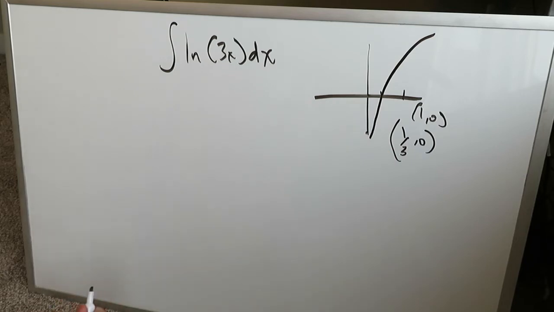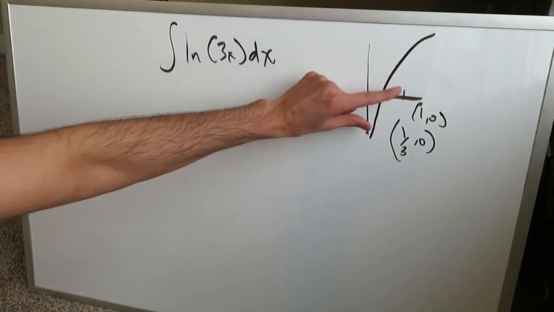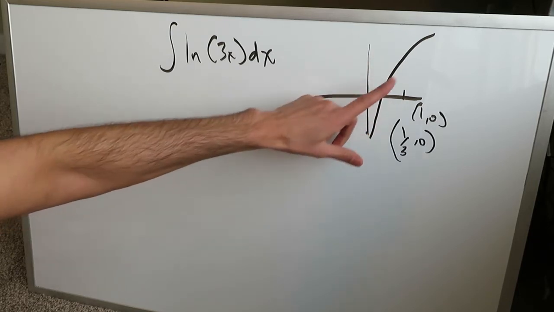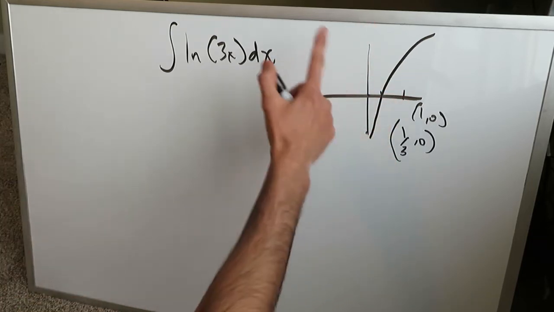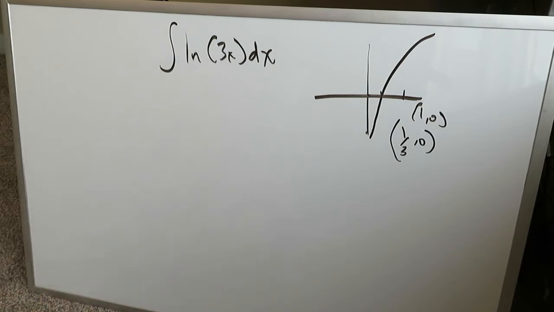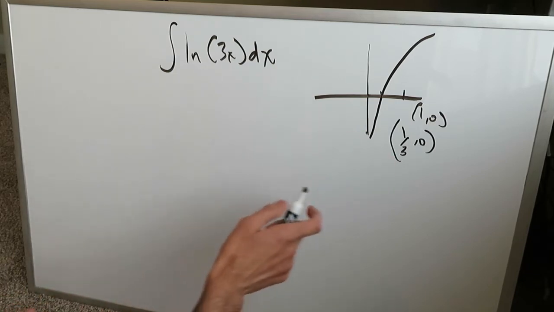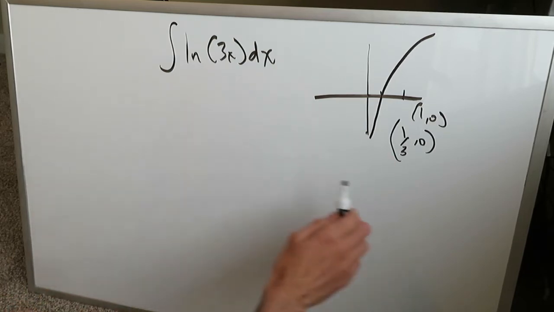Away from this traditional (1, 0) intercept, you basically have the effect of this 3 creating a vertical stretch upwards, which shifts everything. So you end up having a new x-intercept. Anyhow, that's beside the point. We're still doing the integration of this.